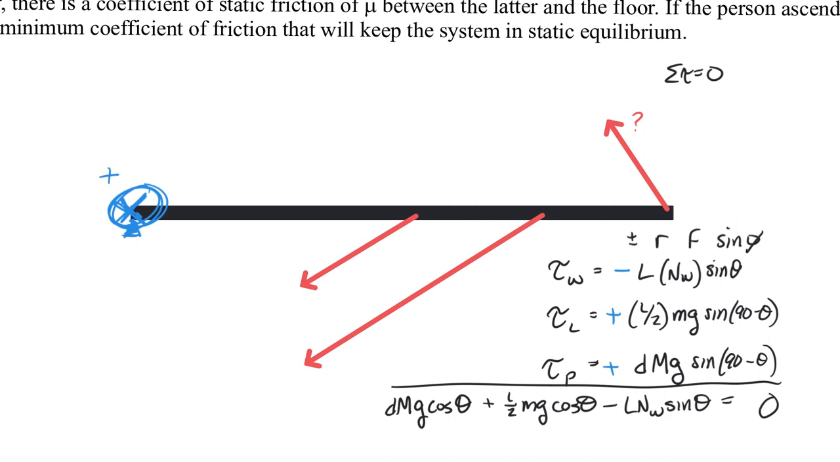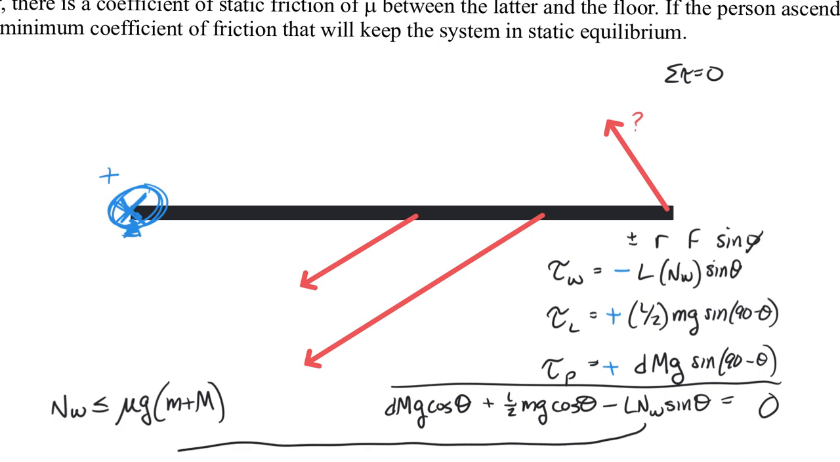All right, again, looking at this equation, we were given everything in this equation except for the normal force from the wall. That's what we're trying to solve for. Because over here we have normal force from the wall is less than or equal to mu g times m plus M. Trying to find mu. If I want to preserve my inequality, I'd probably like to sub into my inequality.